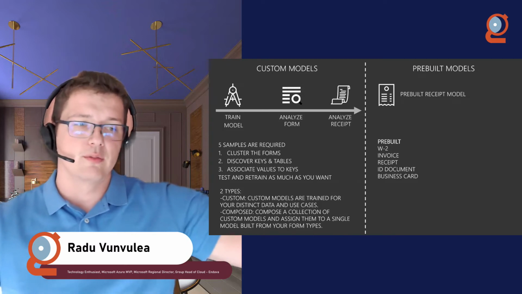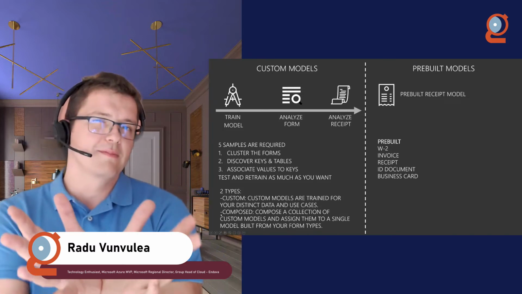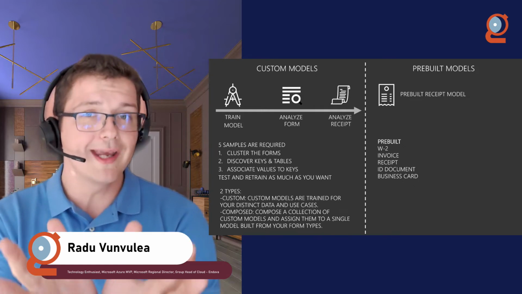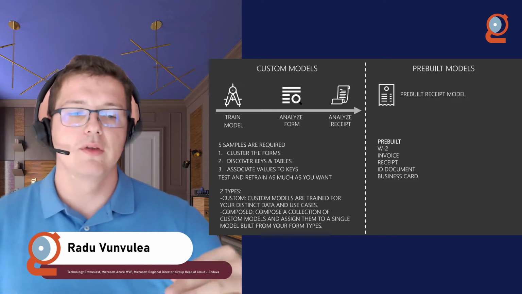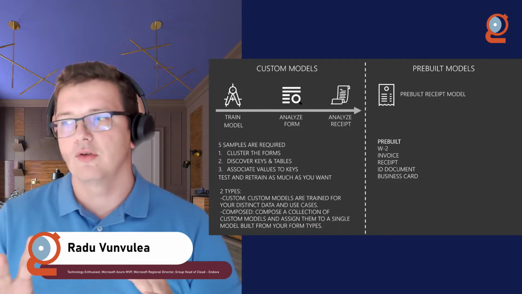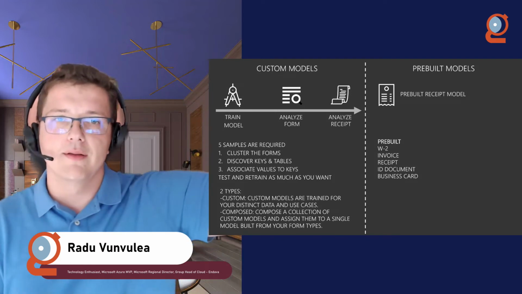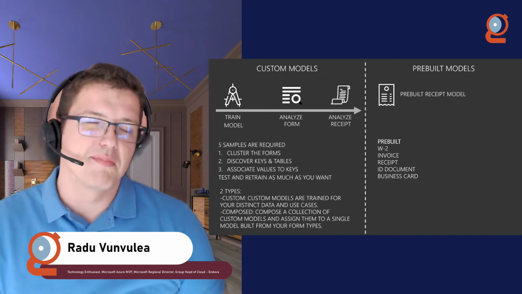And also you have the two types. You have the custom models that we were talking about until now, and you have the composed models. And the composed model is pretty interesting because you can combine multiple models to get one single output. So you can play around and process a document or a page using different models for different parts of it. So it's very, very flexible.